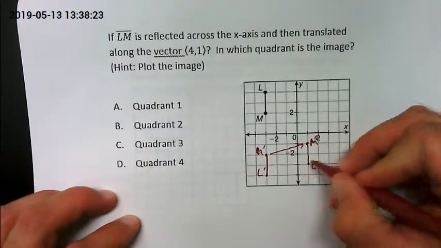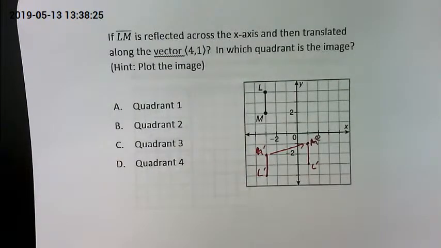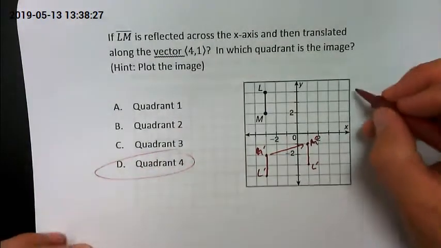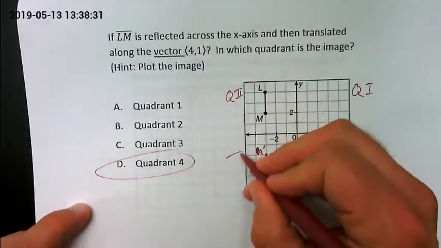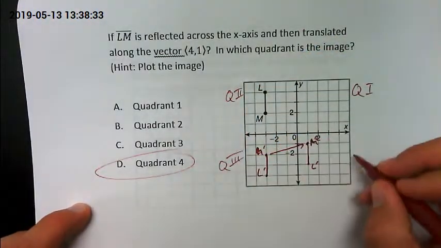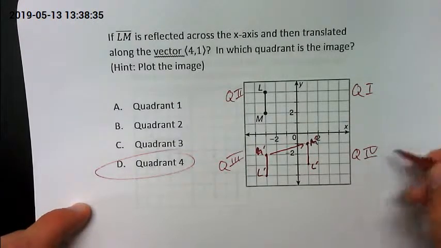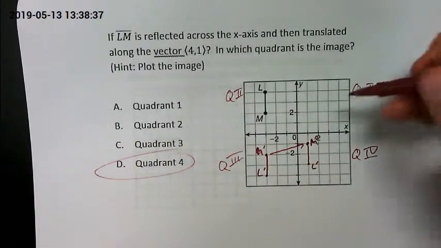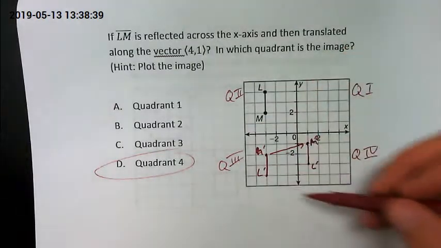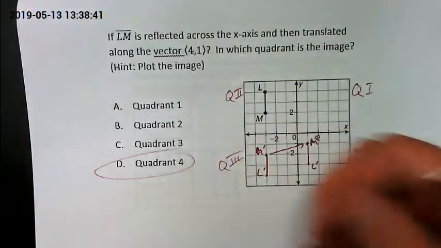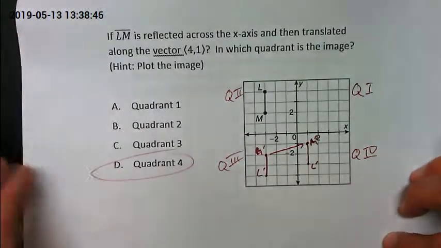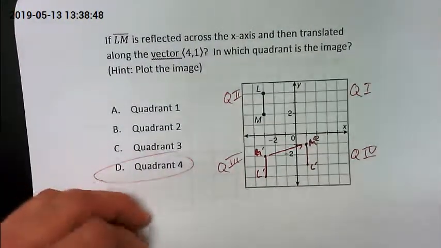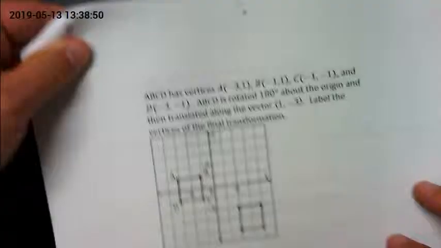L. What quadrant is that in? 4. Remember, this is quadrant 1, quadrant 2, quadrant 3, and quadrant 4. Wait, I thought it was the other way. It starts here, positive, positive, and goes counterclockwise when naming them. Always counterclockwise. I am mad now that I mixed that up. I don't know how that happened.